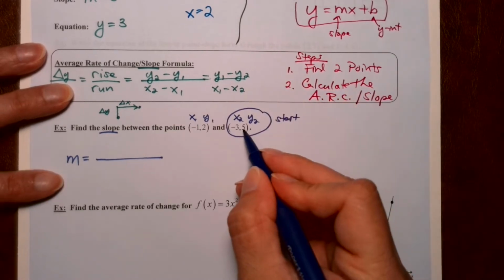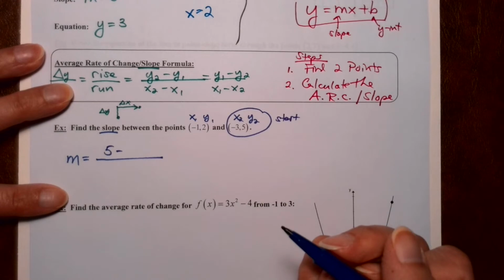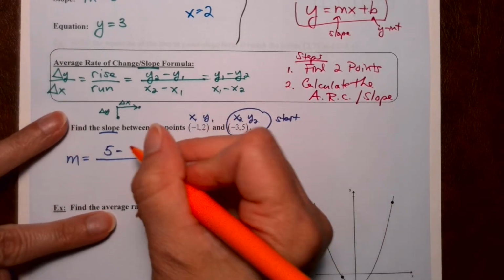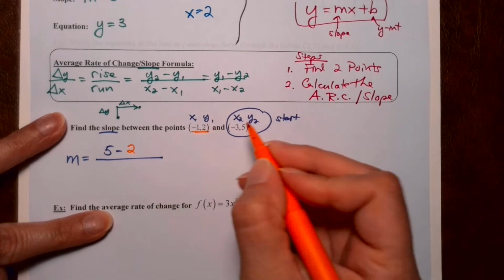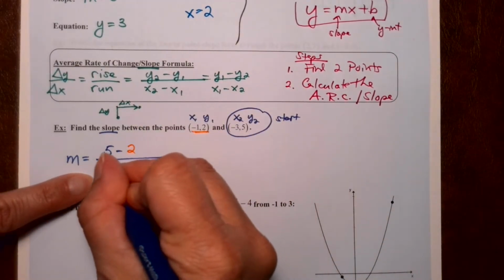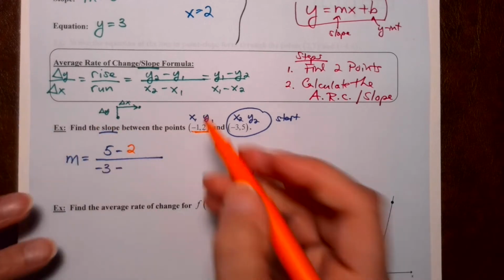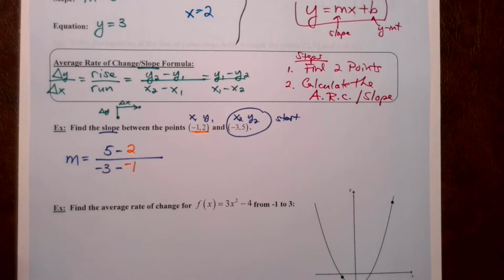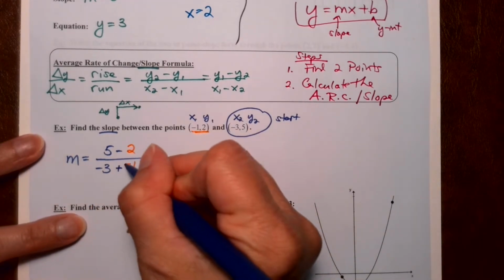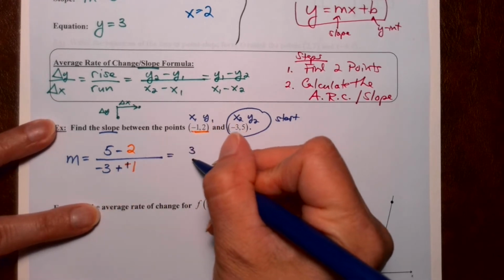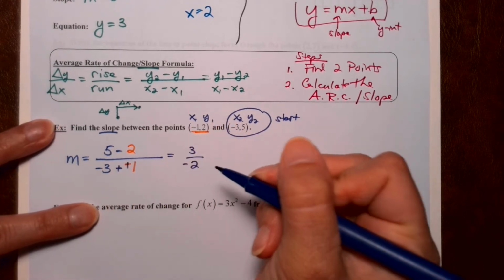So I'm going to do y, 5 minus the other y, 5 minus 2. Now let's go to x's. We've got negative 3 minus the other x, which is negative 1. And what happens when you have a minus minus? That's right, it turns into a positive. So the slope is 3 over negative 2.